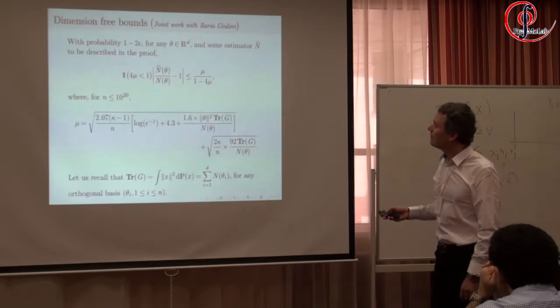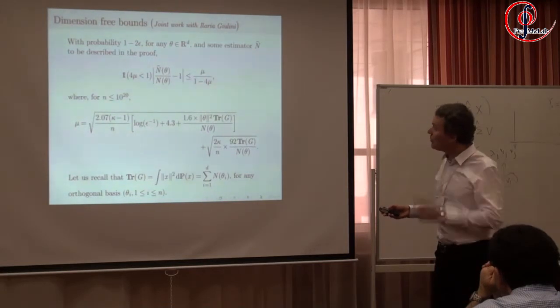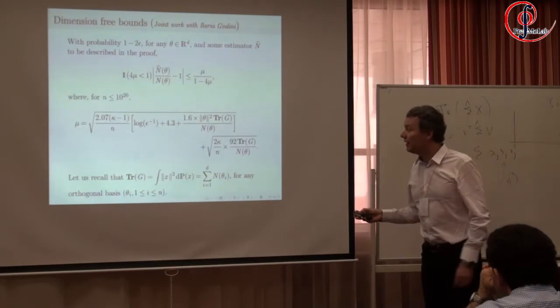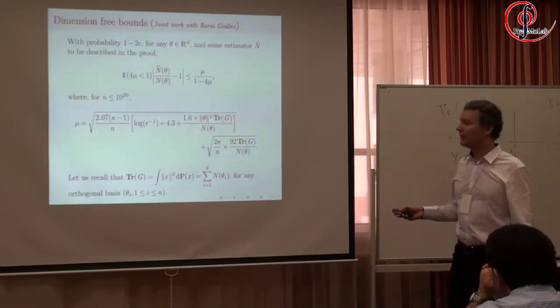Okay, and then the dimension is replaced. Say, for instance, in the case when you normalize theta to be of norm 1, here you will have the ratio between the trace of G and the energy in the direction theta.